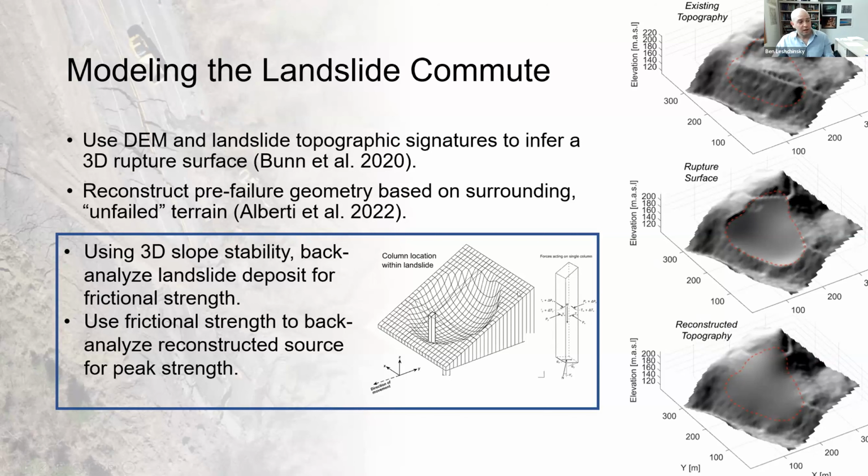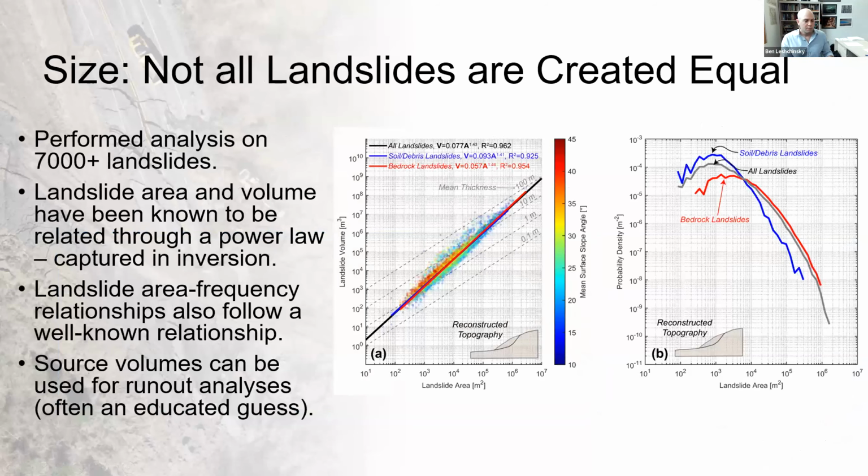When we have these three data sets, what we can do is use 3D slope stability and back analyze, for example, the landslide deposit for the frictional strength, the residual strength, and then use that strength to back analyze the peak strength from the source zone itself, whether it be a cohesion or peak friction angle. And what we get is strength, but we get a variety of things from this analysis. For example, this was run on about 7,000 landslides here in the state of Oregon.